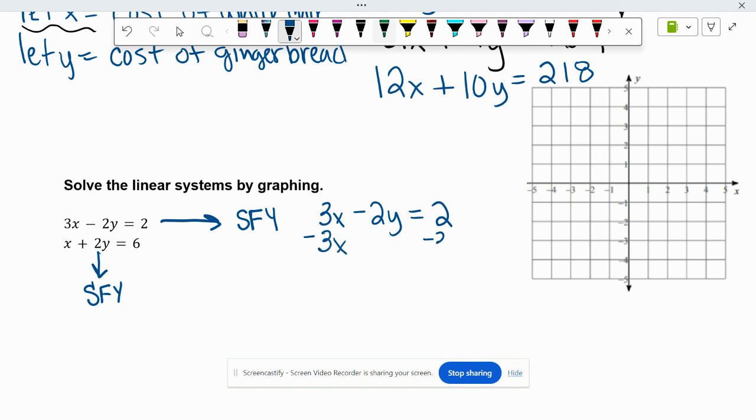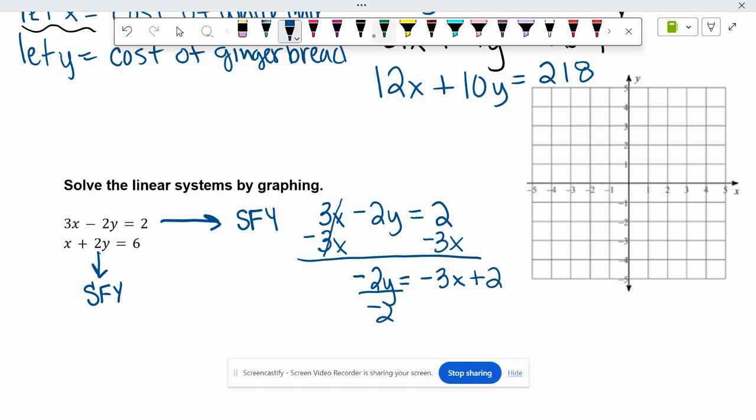Subtract the 3x. I'm trying to get y all by itself, so I'm going to have to get everything else away first. When I subtract the 3x, I have negative 2y equals negative 3x plus 2. Now what?